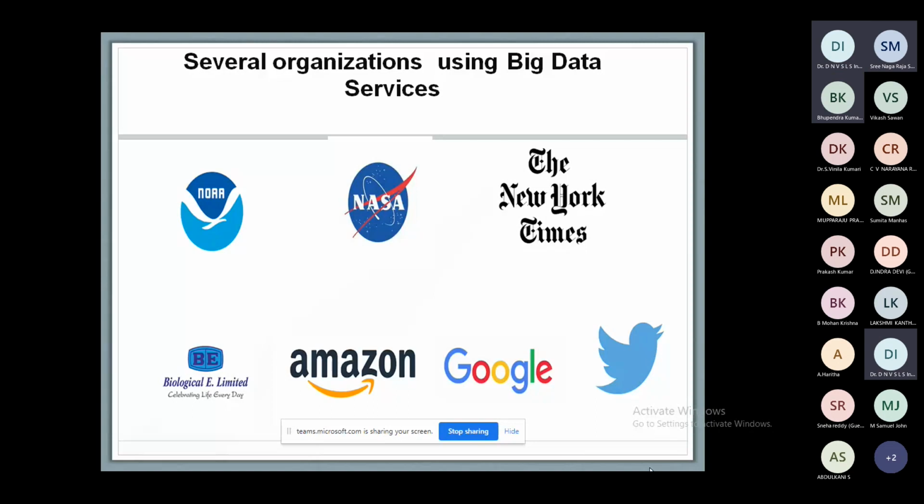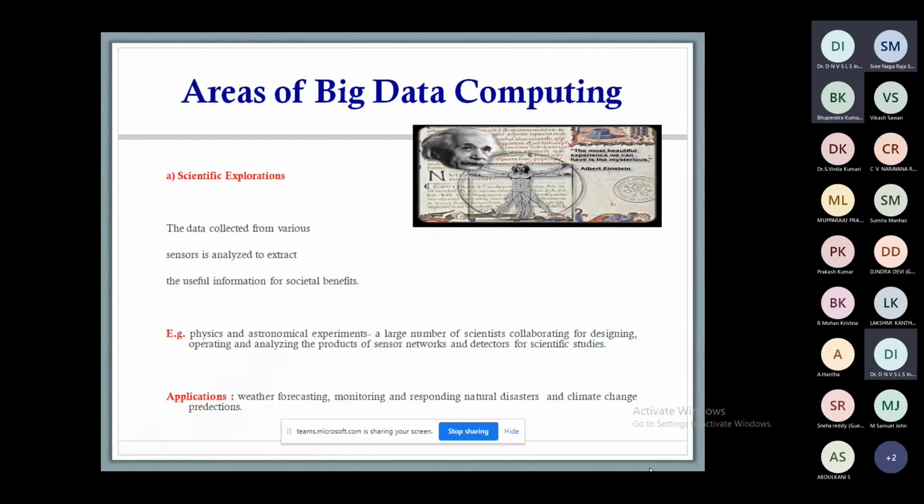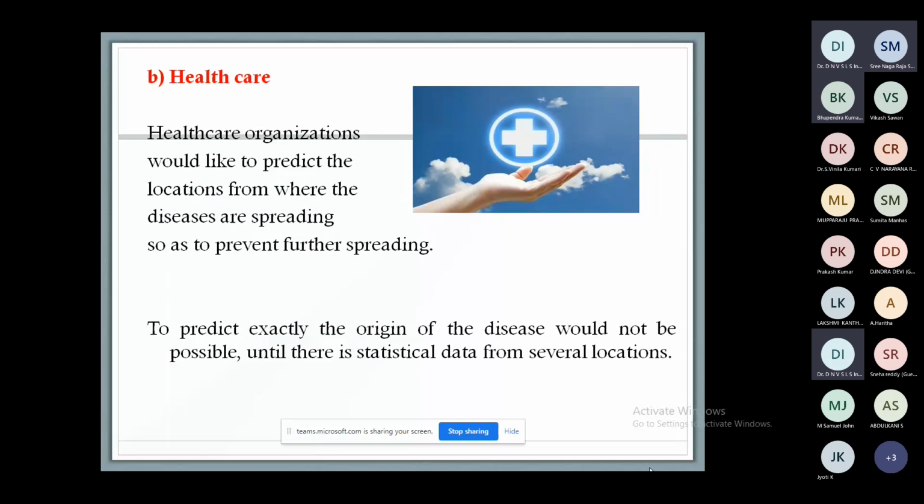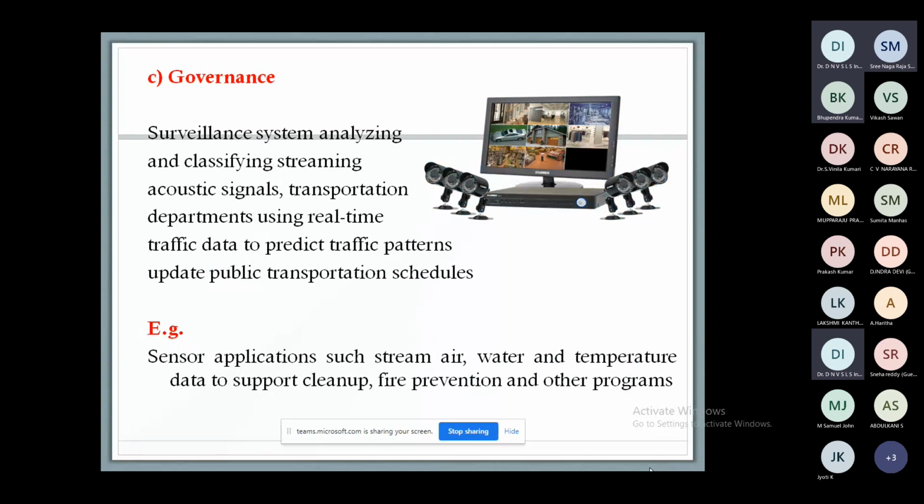So the different organizations which are using big data services are NASA, New York Times, Amazon, Google, Twitter, what else? Every software company is using big data services. So the different areas covered under big data include scientific exploration. I'm not concentrating much on each and every one. And coming to healthcare and governance, governance means surveillance systems. I think everyone knows that today every city is covered with video surveillance, electronic surveillance, or webcams.